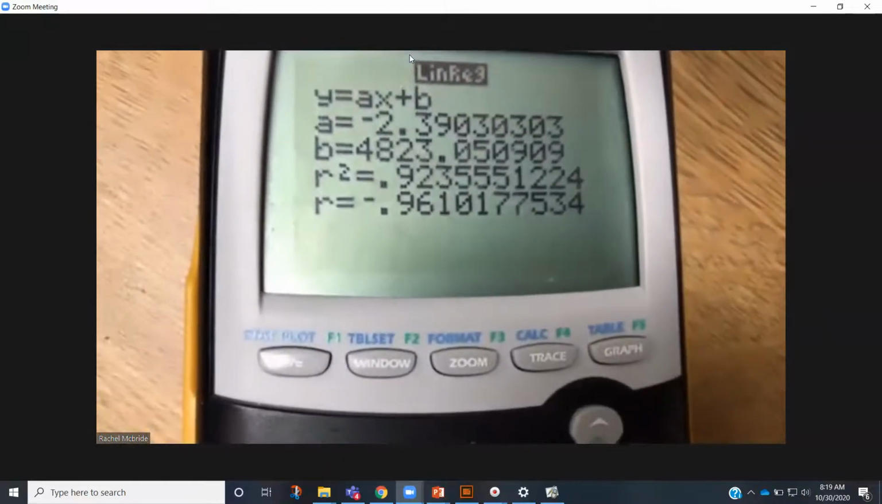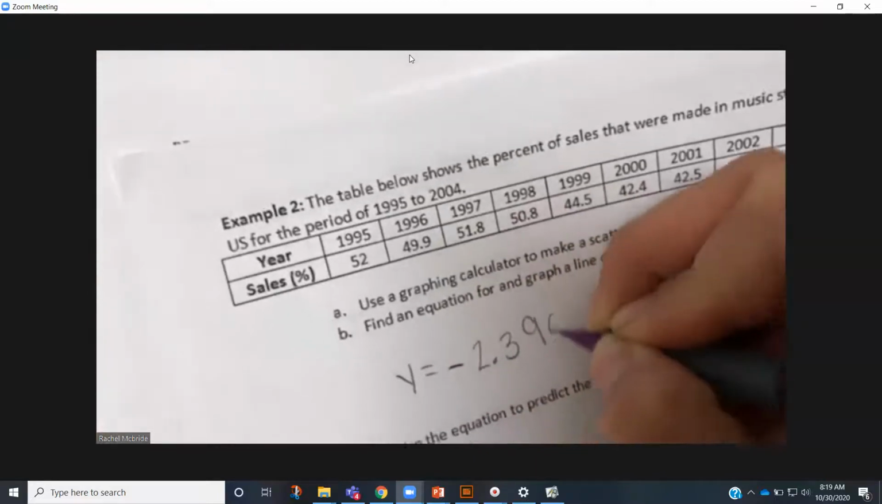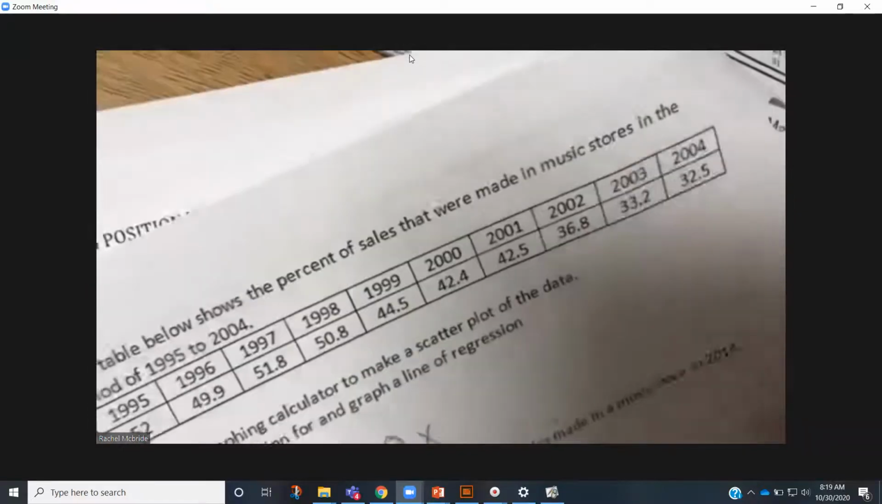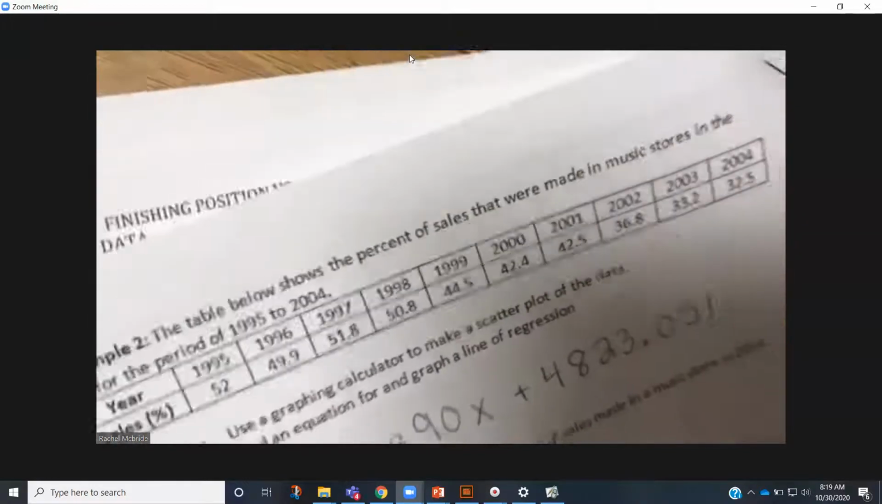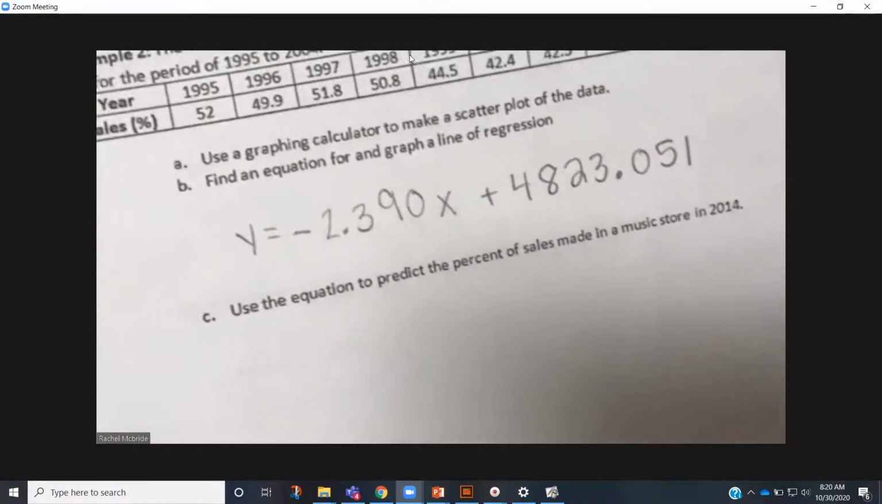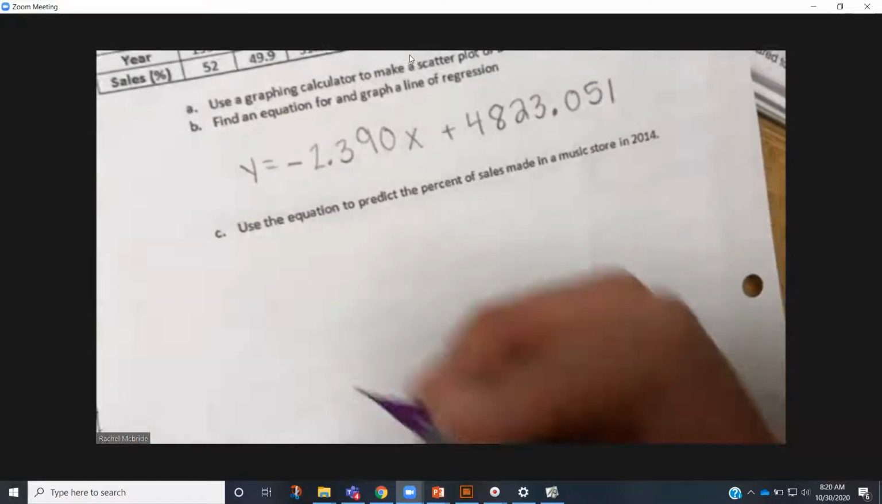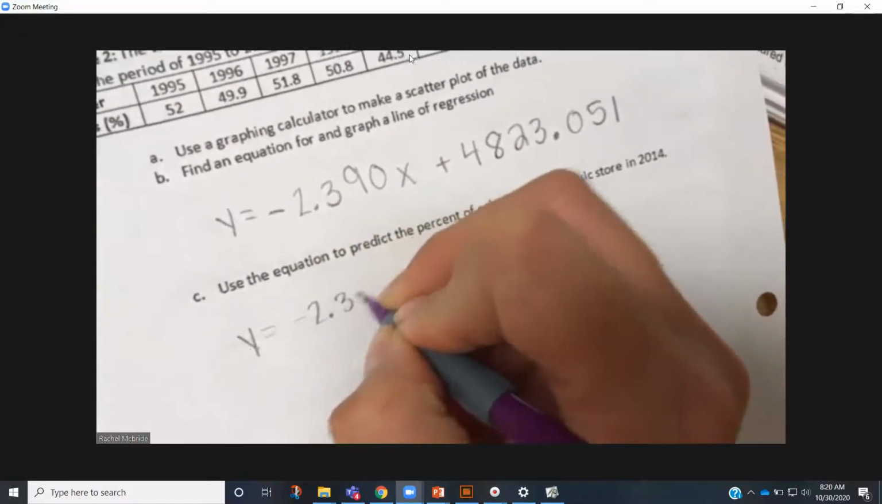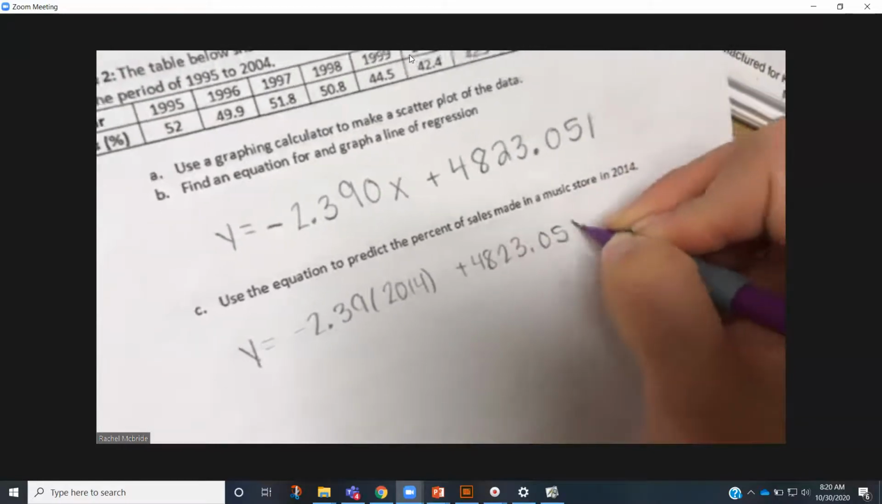So my equation, answering this question over here for part B, find an equation of the line of linear regression. That would be y equals negative 2.390x plus 4823.051. So we like to do 3 decimals. Then it says use the equation to predict the percent of sales for a music store in 2014. So again, y equals negative 2.39 times 2014 plus 4823.051.